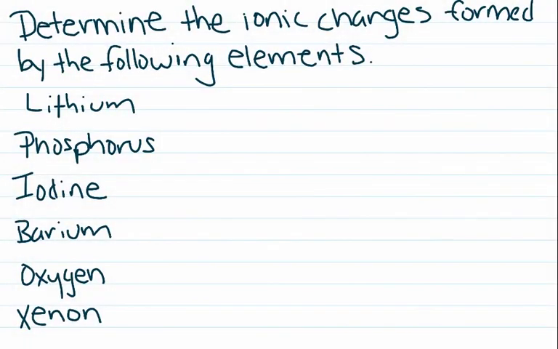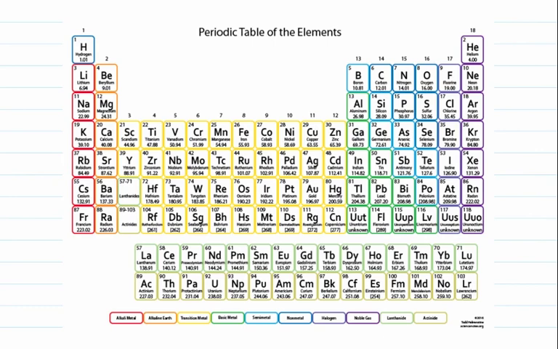A topic that is going to be extremely important for the rest of this course is determining ionic charges formed by elements. The way to find what charge an element forms is using our handy-dandy periodic table. The first one that we wanted to look at was lithium. The first step is to find it on the periodic table. And here we see it, number 3, lithium.